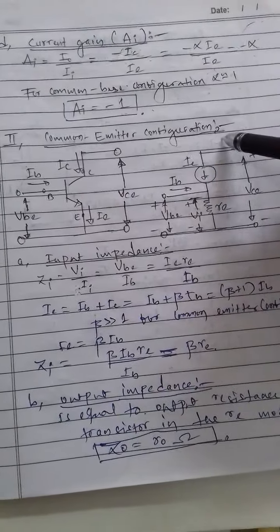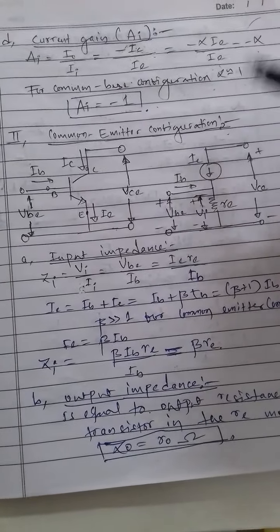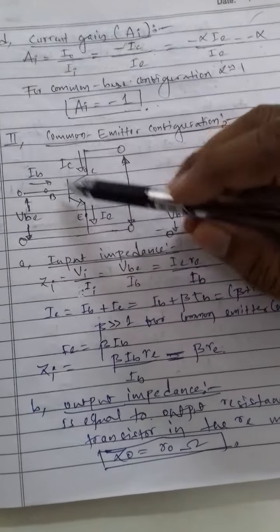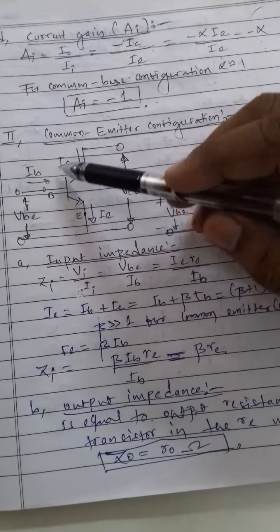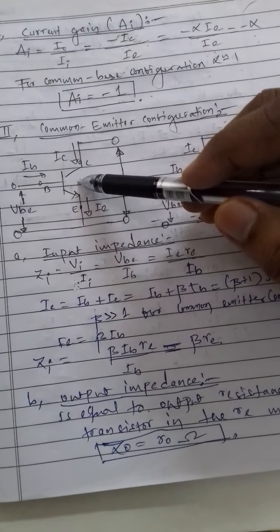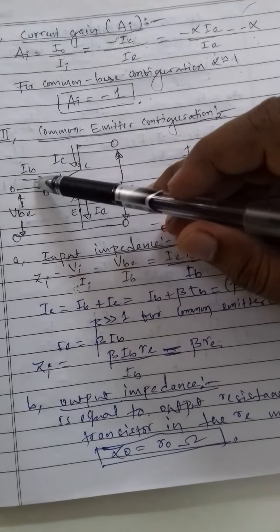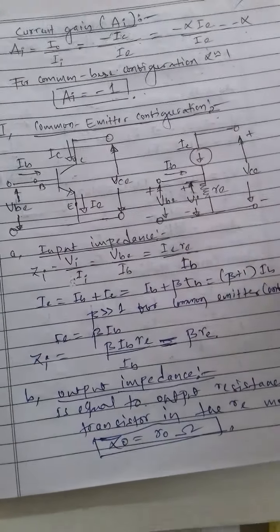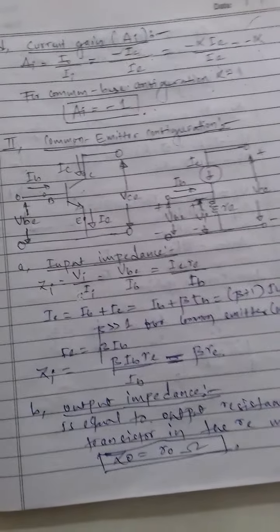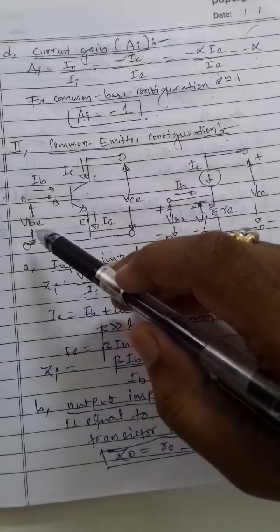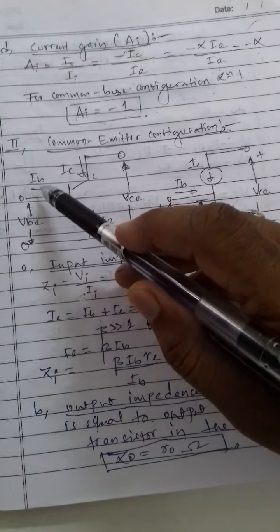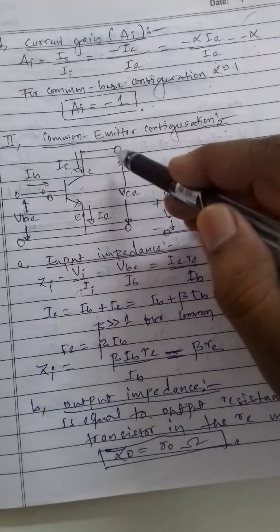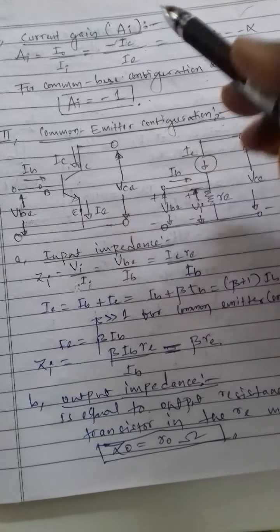Now the common emitter configuration. For the common emitter configuration of the transistor, we have the input current and the input voltage, the output current and the output voltage. The input current is the base current, the input voltage is the base to emitter voltage, the output current is the collector current, and the output voltage is VC.